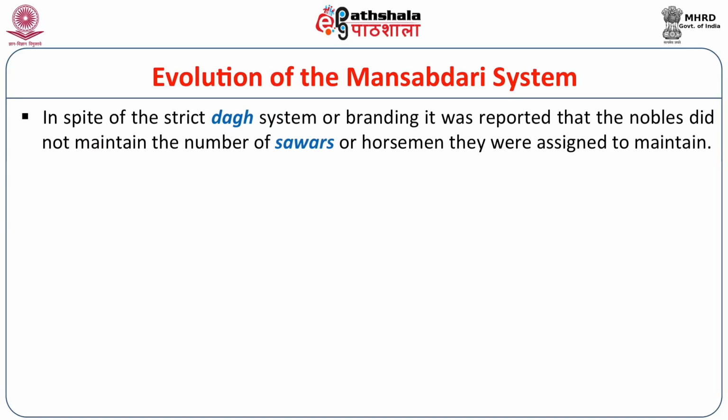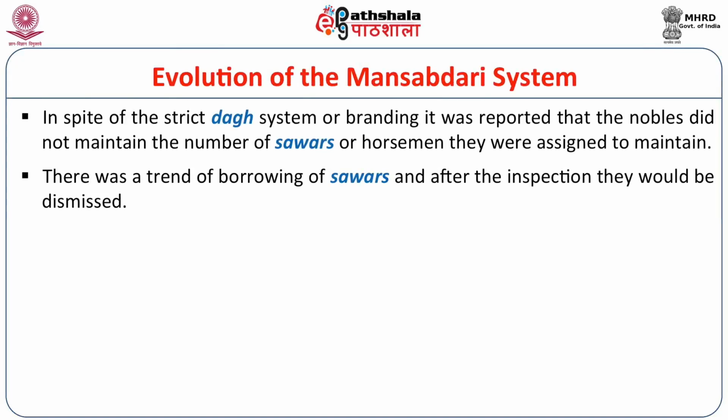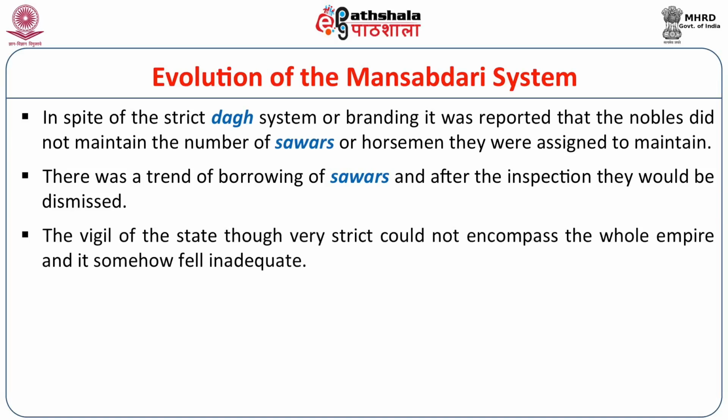In spite of the strict Dag system, or branding, it was reported that the nobles did not maintain the number of Sawars, or horsemen, they were assigned to maintain. So this from the very beginning was a problem in the system. There was a trend of borrowing Sawars, and after the inspection they would be dismissed. The vigil of the state, though very strict, could not encompass the whole empire, and it somehow fell inadequate.